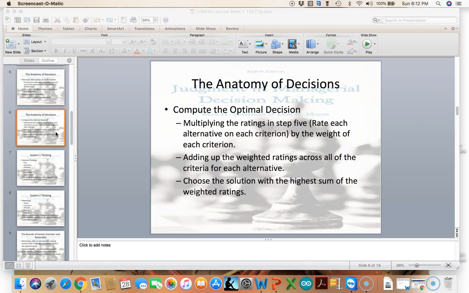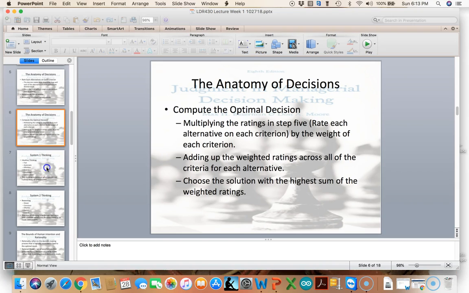Therefore, we have to compute the optimal decision. Multiplying the ratings in step 5, what we just saw, rating each alternative on each criterion, by the weight of each criterion. Adding up the weighted ratings across all of the criteria for each alternative. Choose the solution with the highest sum of the weighted ratings for the greatest result.